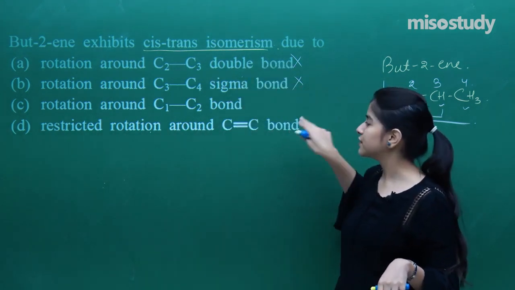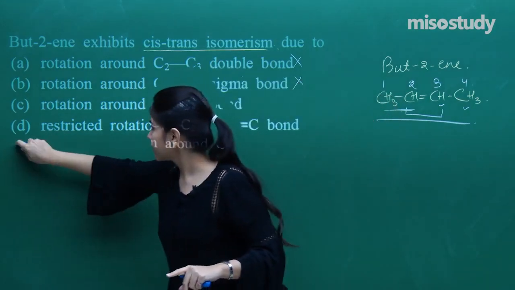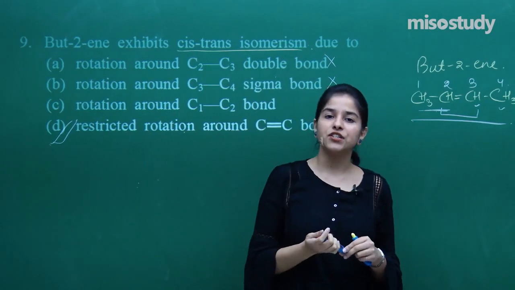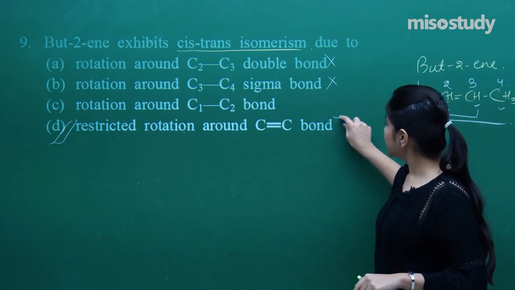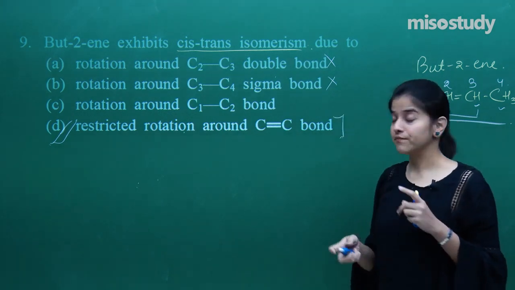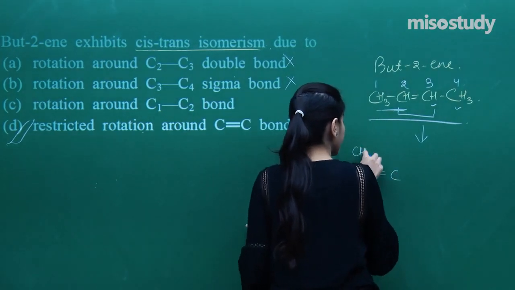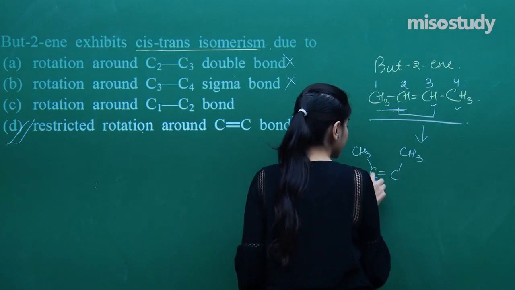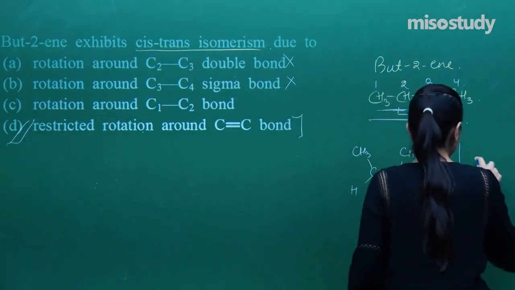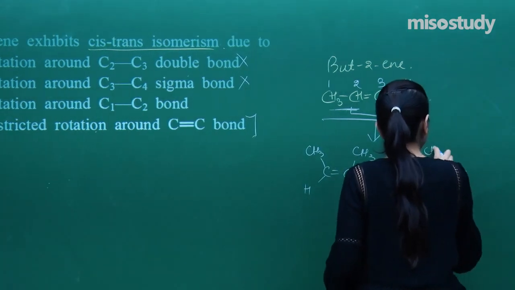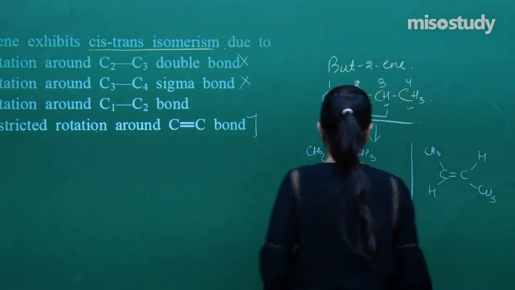Restricted rotation around the C double bond C. So, indeed, it is very correct. That is the only condition for a molecule to exhibit cis-trans isomerism, that is, there should be restricted rotation. That is why we are getting two isomers here in this case. One is the cis, in which the bulkier groups are on the same side, and one is the trans, in which the bulkier groups are on the opposite sides, right?